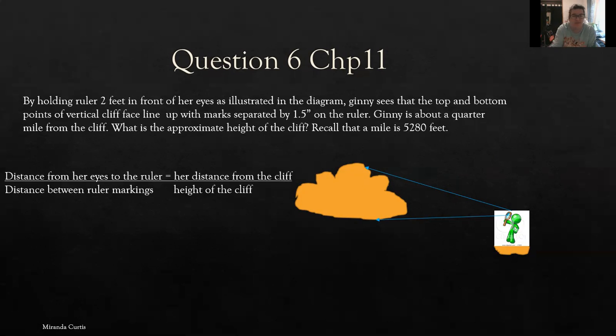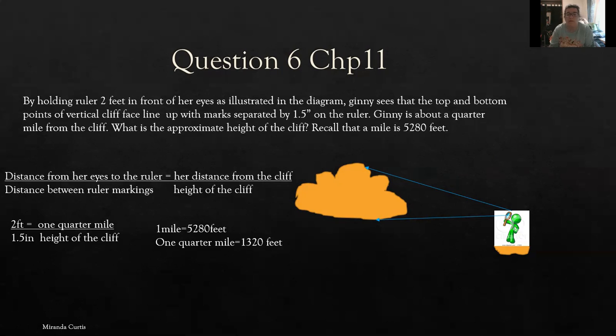Just saying. Okay, so first, how do we solve this? We have the distance from the eye to the ruler over the distance between ruler to marker, equals her distance from the cliff over the height of the cliff. Okay, so we have 2 feet over 1.5 inches. Our 2 feet, remember guys, is the distance to the ruler, and the quarter mile is her distance from the cliff, and 1.5 inches is the ruler measurement. And then we have to convert: 1 mile equals 5,280 feet, right? So 1/4 mile, when we convert, comes to 1,320 feet.